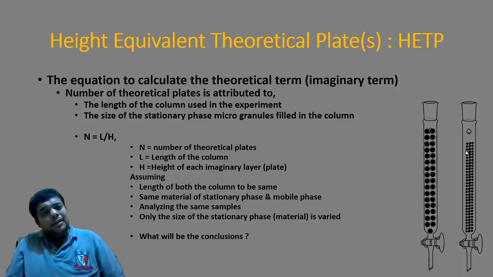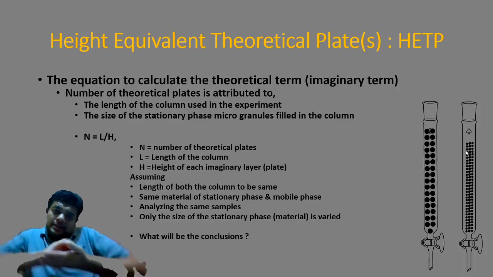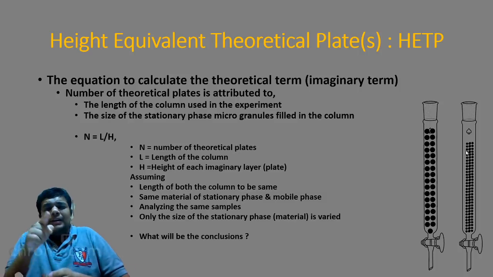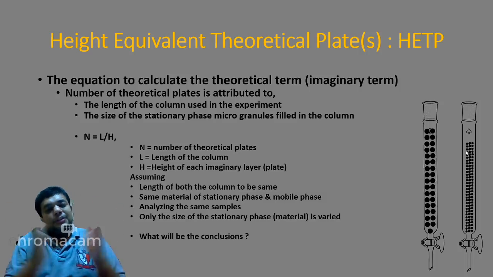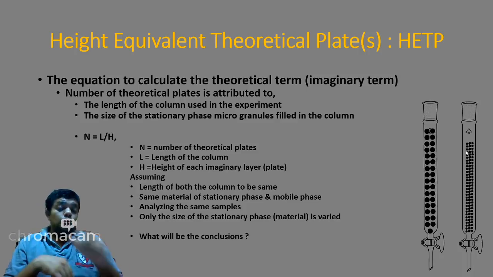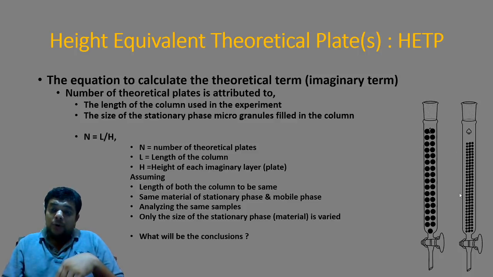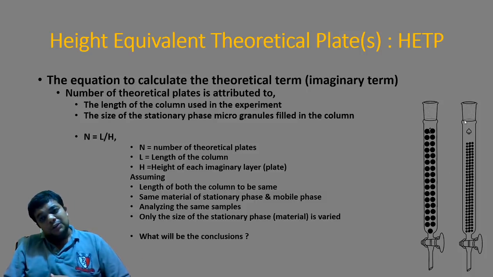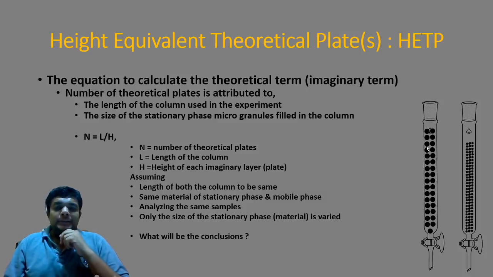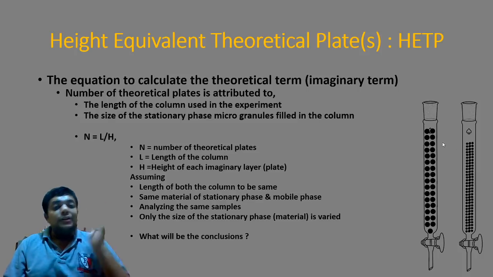And over here, if the surface area increases, the interaction increases. And if the interaction increases, the separation increases. And if the separation is good, everything is good. So the more the imaginary theoretical plates, the better the separation. So this was about those columns. I think few of you might have got it correct.